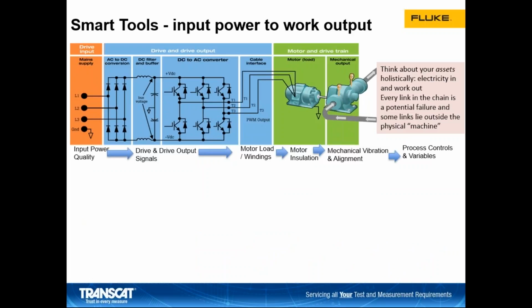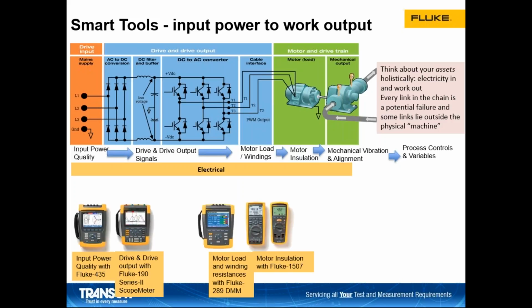So one thing to think about is smart tools allow us to track all of the things going on in our plant. So if you think about it, there's a chain from left to right: the input power to your drives and your drive signals, to your motor windings, to your pumps, to your fans, to your mechanical rotation. Anywhere along there from left to right, this process can be broken down, and if it does, production stops.